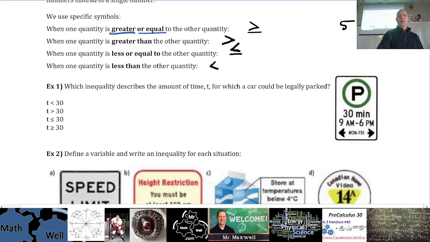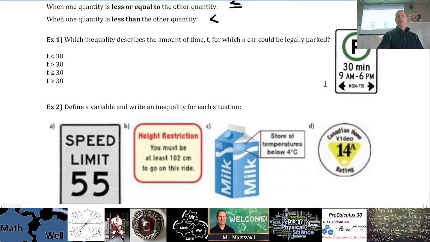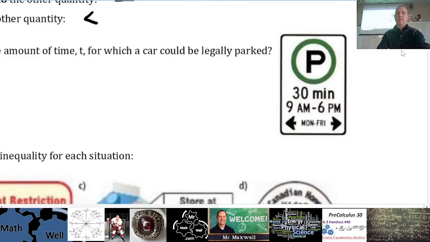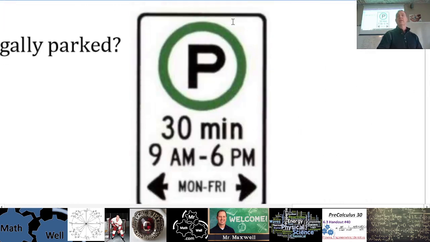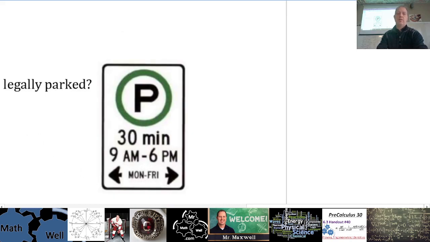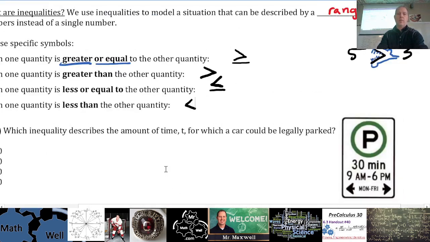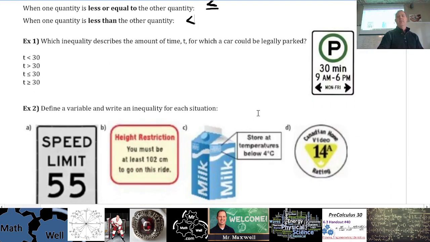Which inequality describes the amount of time, t, for which a car could be legally parked? You see this kind of sign on the streets downtown. A P with a green circle around it means you're allowed to park. Green means go. 30 minutes, 9 a.m. to 6 p.m., Monday to Friday. If you think about that in terms of an inequality, which inequality describes the amount of time this car can be legally parked? Any ideas here? The first option, second, third, or fourth? Any ideas?